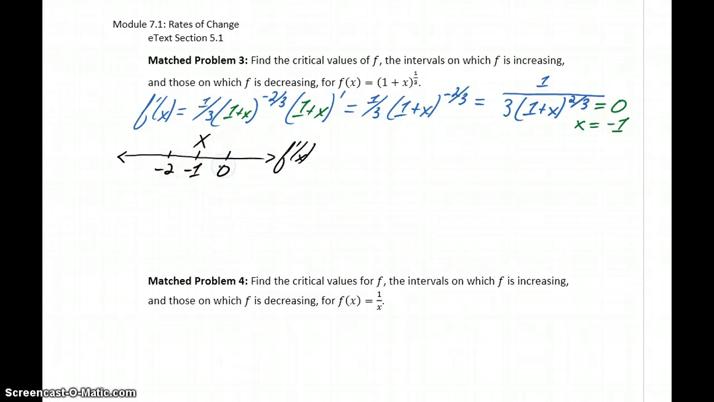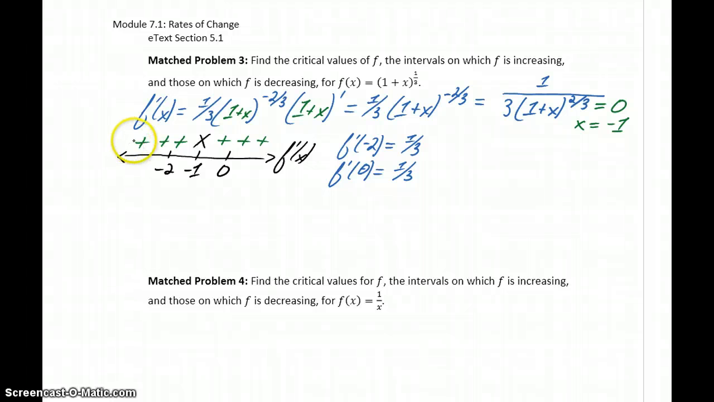So we can choose test points on either side of that critical value and evaluate the derivative at negative 2, which in this case will give us 1/3, and also evaluate our derivative at 0, which in this case will also give us positive 1/3, which means our derivative is positive and our function is increasing. So now what we have is a function that's increasing. We hit a critical value and it continues to increase.